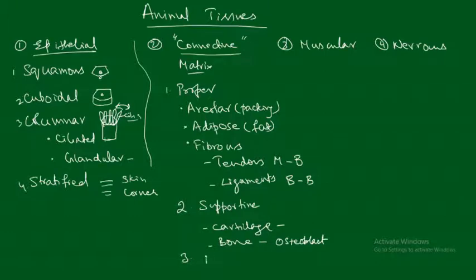Then we have the fluid connective tissue, which is mainly the blood and the lymph. These two are the important fluid connective tissues. What is the difference between blood and lymph? Blood is the liquid that is part of the circulatory system, and it has two components: the plasma and the cellular part, which consists of red blood cells, white blood cells and platelets.